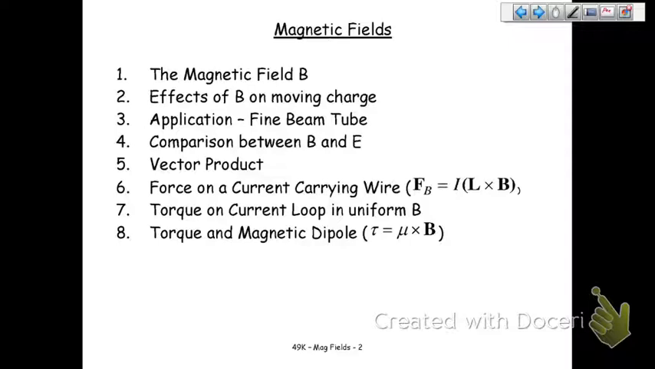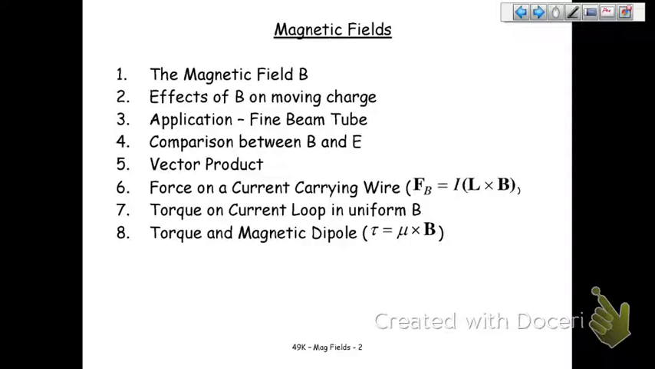The magnetic situation is very complicated. Not so complicated we can't understand it. It's just we've got to visualize better. And then we're going to actually use an application, and you actually do this as a lab. I don't know if you do it today. Probably not. You might. I can't remember. But it's the fine beam tube, which is used to measure the charge to mass ratio of an electron. Actually, it's a very famous experiment.